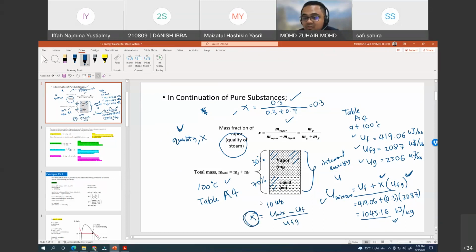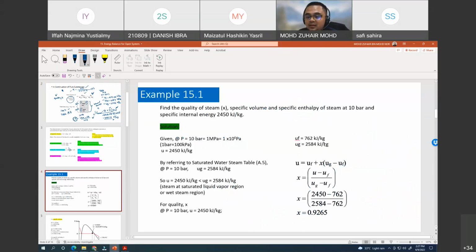So maybe I can ask you something like this. Instead of directly using this formula, I can just ask you to find X by giving you the other values. For instance, like this one, X is equals to U minus UF over UFG. So you will get something like this. Please try example 15.1 and try to understand.